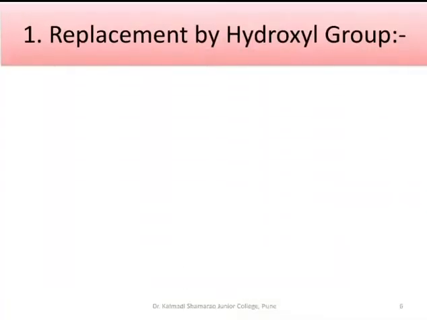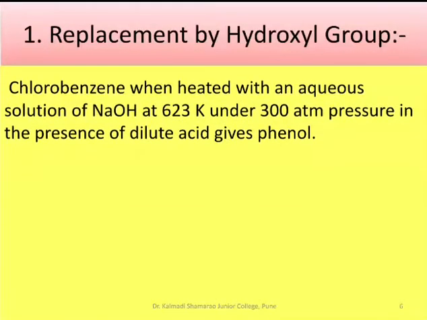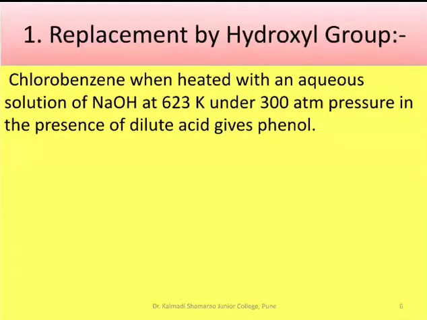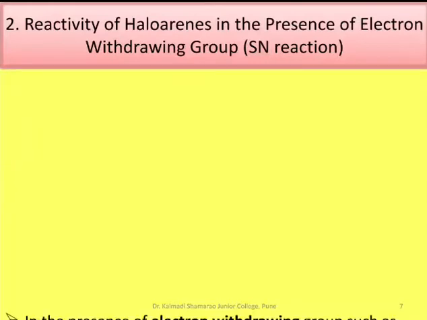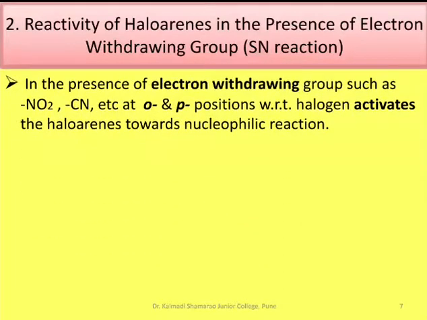Now we will discuss some of the important nucleophilic substitution reactions of haloarene. First is replacement by hydroxyl group. So when chlorobenzene is heated with an aqueous solution of NaOH at 623 Kelvin temperature and 300 atmosphere pressure, followed by dilute acid, it gives phenol. It is observed that the presence of electron withdrawing groups such as NO2, CN, etc. at ortho and para position with respect to halogen greatly activates the haloarenes towards nucleophilic substitution reaction.